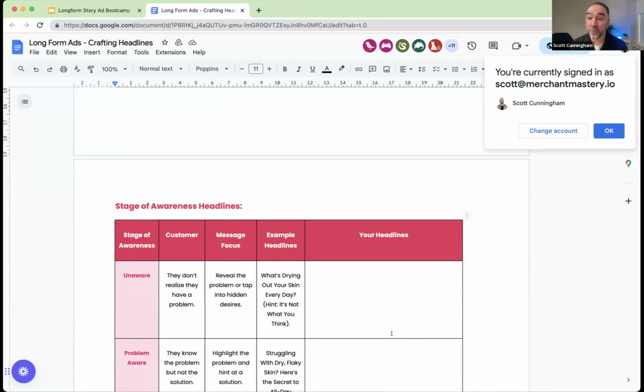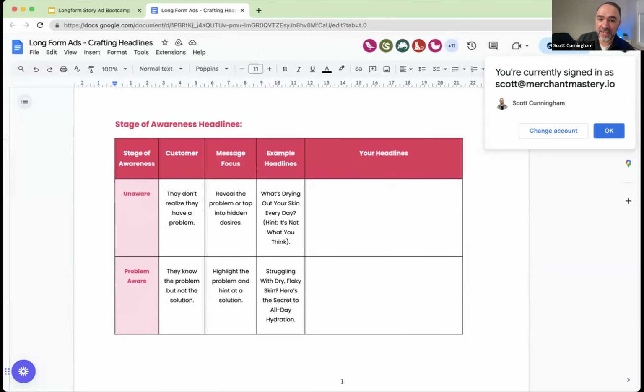So this is the warm up. We're gonna go through these first two tables, and I don't want you to overthink these. The purpose of the warm up is to not overthink it.